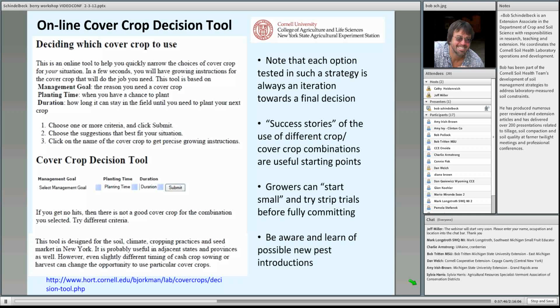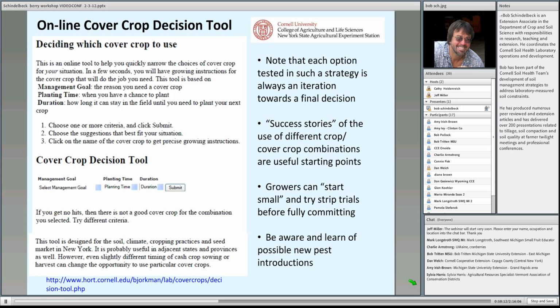But again, I'm going to go over all four of these bullets here. Note that each option tested in such a strategy is always an iteration towards a final decision. I had to read that. It's this idea that we need to go through it in our mind and say, does this work, or how well does it work? Because we can always modify that a little bit towards what we need, and we have to keep that in mind.